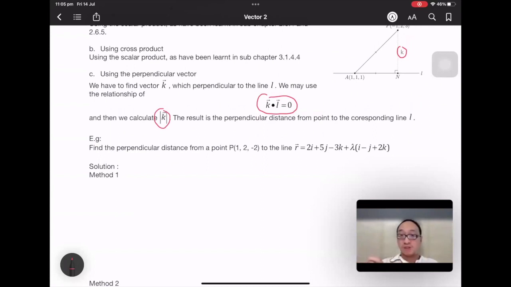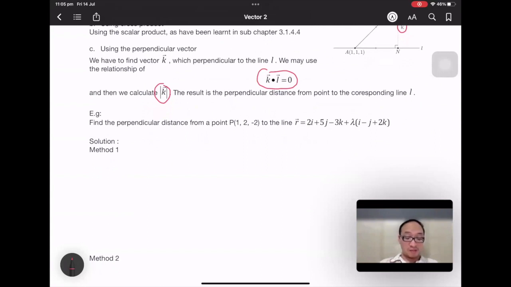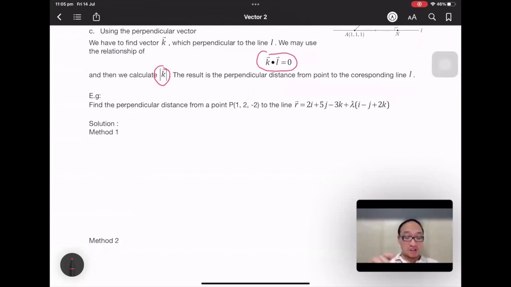perpendicular vector. For example, find the perpendicular distance from the point 1, 2, -2 to the line r equals 2, 5, -3 plus lambda 1, -1, 2. So I can just rewrite this as 5, -3 plus lambda 1, -1, and 2.